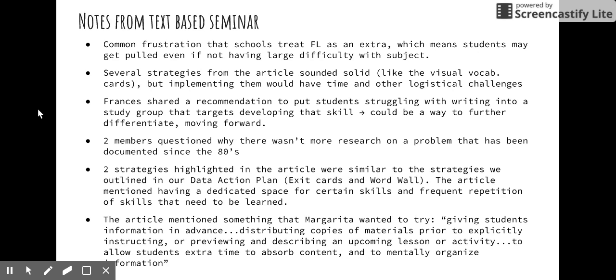Two of us questioned why there wasn't more research on a problem that has been documented according to the article since the 80s. So a lot of the research that the article was citing and quoting was a lot older.